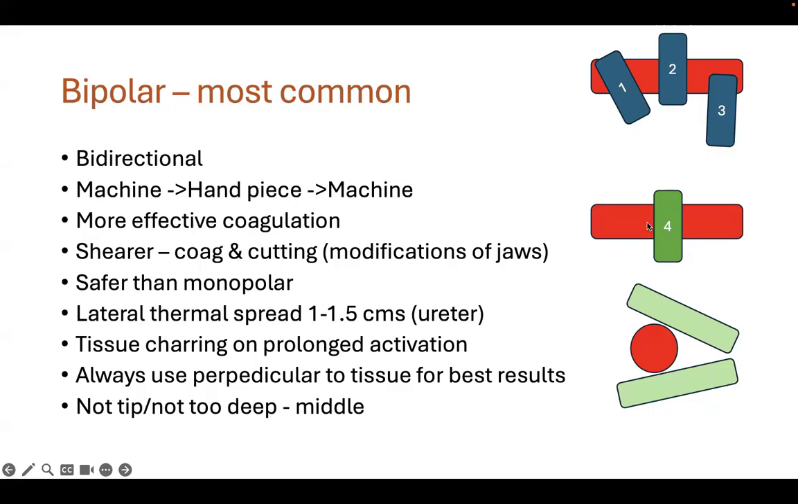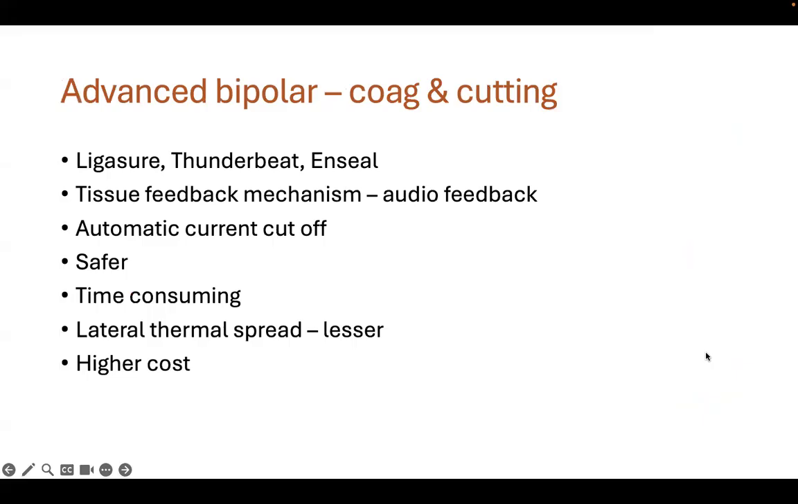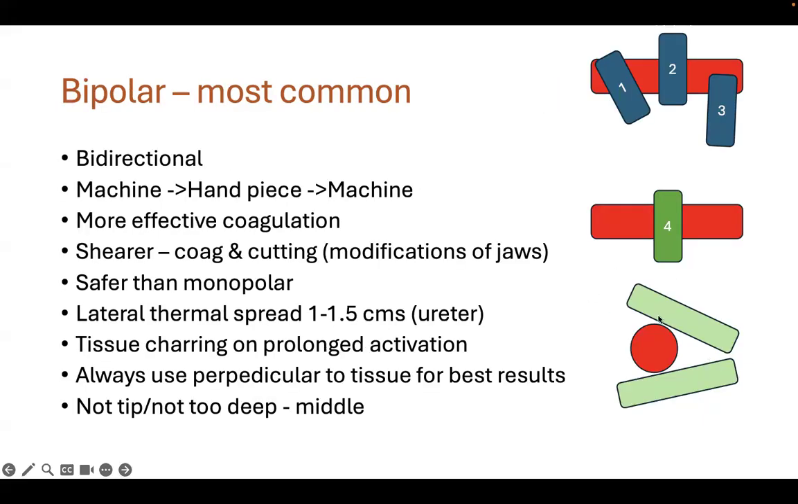And what will happen also is that the bipolar forceps cannot be closed fully if the tissue comes very close to the joint. So keep it at a mid level, don't extend it too much, and make sure that you are perpendicular to the vessel to cause maximum effective sealing.